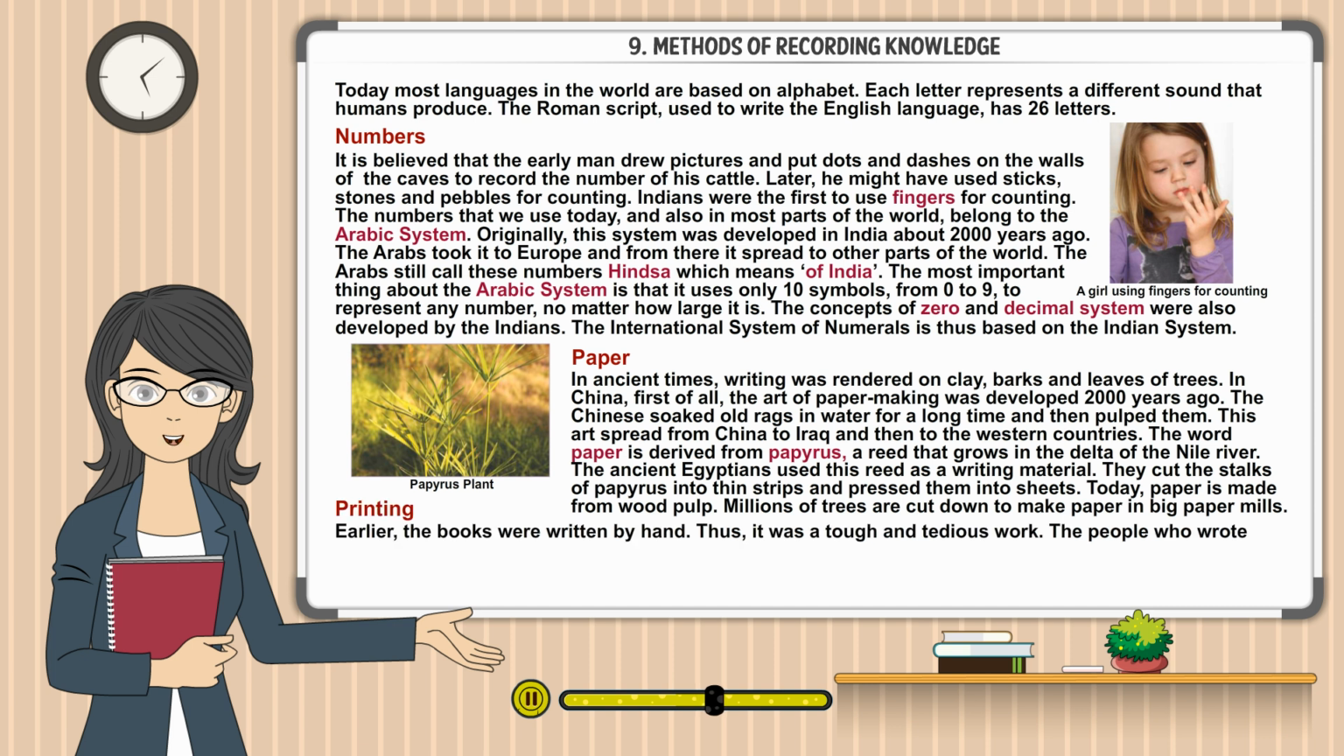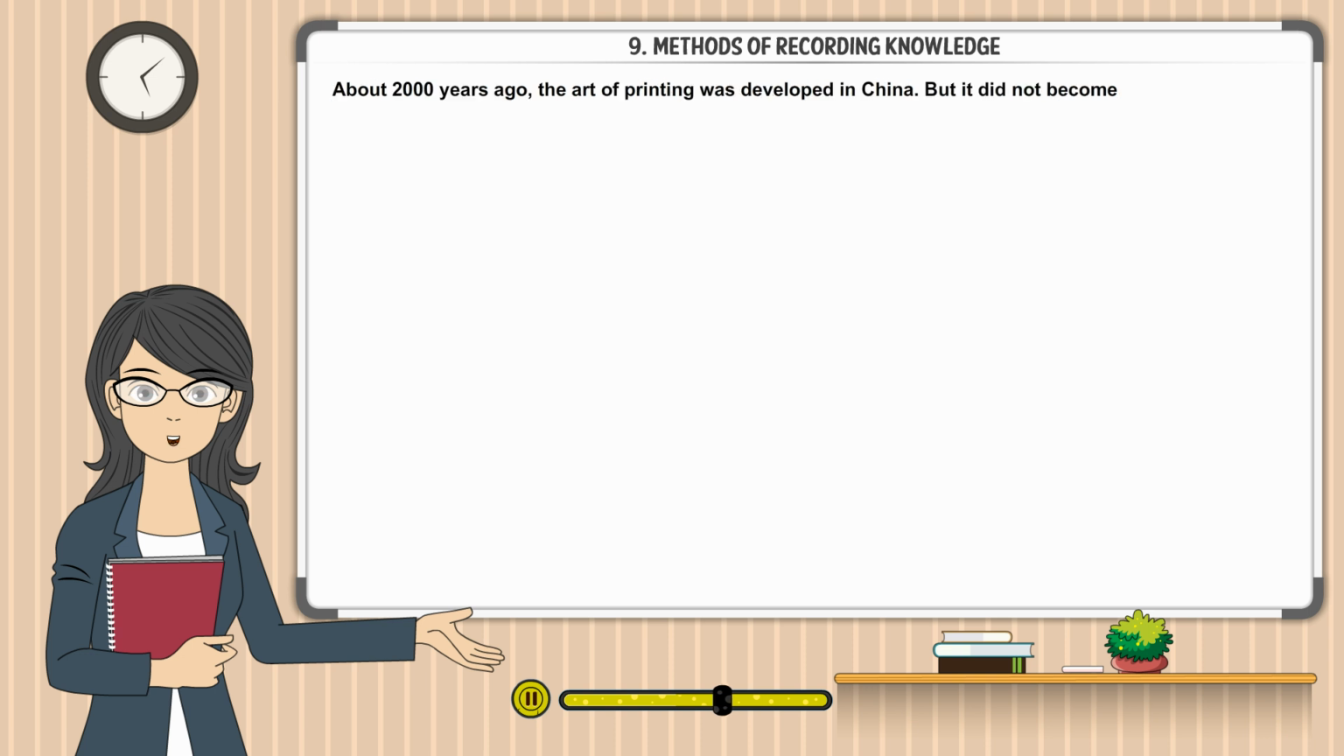Printing. Earlier, the books were written by hand, thus it was a tough and tedious work. The people who wrote books by hand were called scribes. Handwritten books were very rare. They were available only to a few people. About 2000 years ago, the art of printing was developed in China, but it did not become popular.